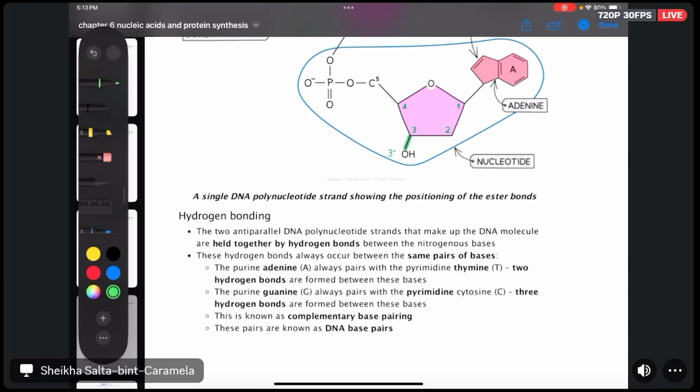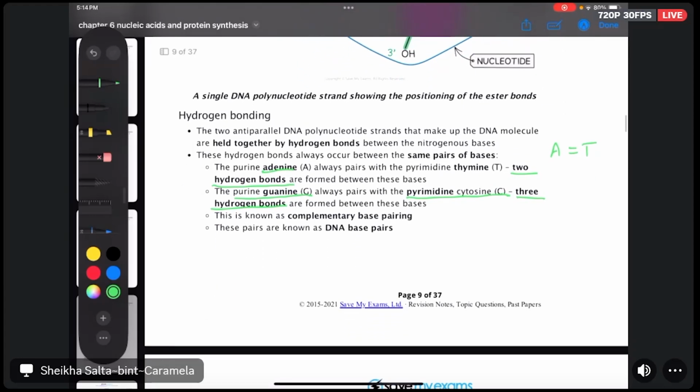Adenine and thymine pair up with 2 hydrogen bonds. This you guys need to learn. So when an adenine pairs up with a thymine, it will form 2 hydrogen bonds. And then when a purine, which is guanine, and a pyrimidine, cytosine, pair up, it will form 3 hydrogen bonds. And this is basically known as complementary base pairing, and this is universal. So this is a general rule that you'd have to learn and follow.